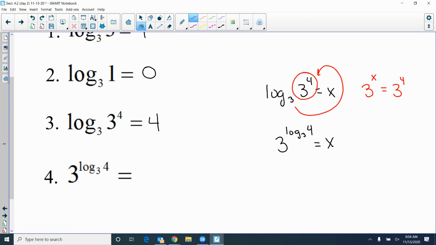Okay. So in log form, you would say log base 3 of x equals the exponent, which is this whole thing. So it has to equal log base 3 of 4. Well, look at this. You've got log base 3 of x equals log base 3 of 4. That means x has to equal 4. Okay? So that equals 4.